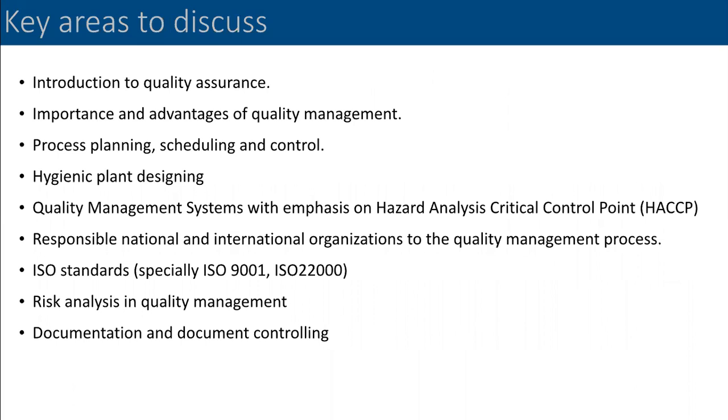You can read these things. Actually, first of all, we have to do the introduction and the importance and advantages of quality management, how to plan process and scheduling, and how to control the processes. And hygienic plant designing is very important, and it's actually an engineering part, and you may learn these things from your engineering lecturer, but I'm going to give you knowledge about some hygienic plant design. And quality management systems, especially HACCP, and responsible national and international organizations and standards are very important.